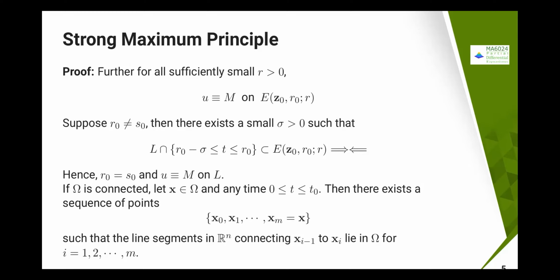I take a line segment, and then I take r naught minus sigma less than or equal to t less than or equal to r naught. If I take the line segment with this, it is going to be completely contained in this part. That means you are going to get a contradiction. How?